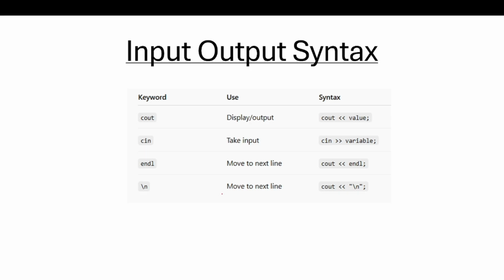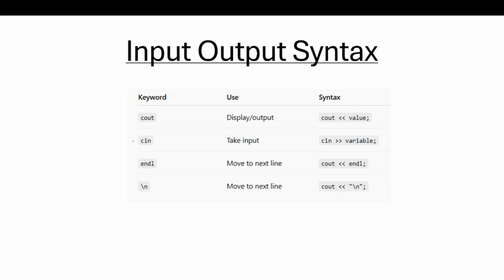The first one we have here is cout. This is used to display on the screen, display your output. It is written as cout with an operator. This operator is called the insertion operator, followed by whatever value you want to display.